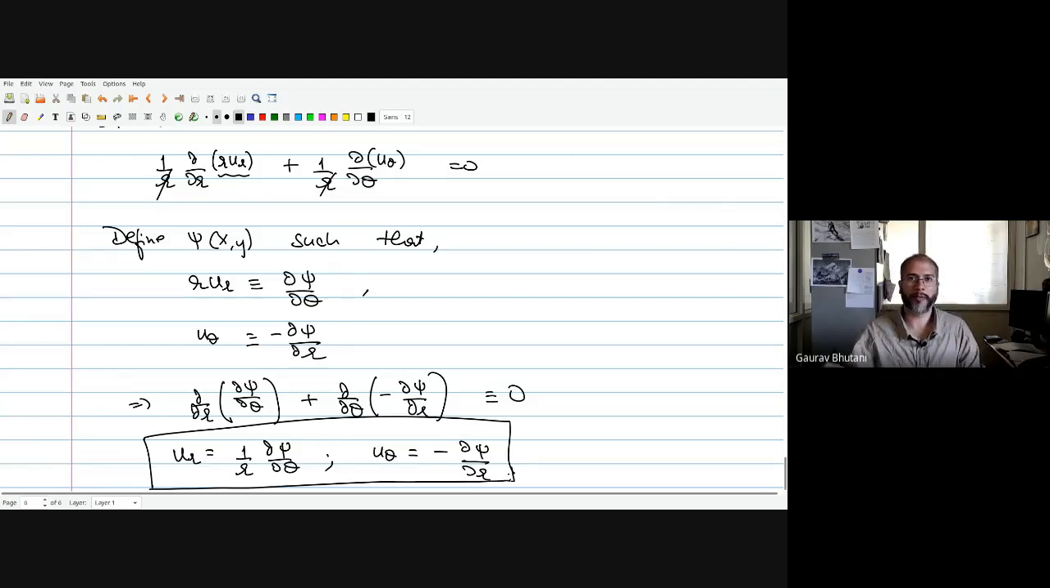And you can check yourself that with this definition, the same thing holds: d psi will be 0 along a streamline, and the difference between two streamlines, that is psi 2 minus psi 1, will be equal to the volume flow rate for that situation. So everything else will work fine.